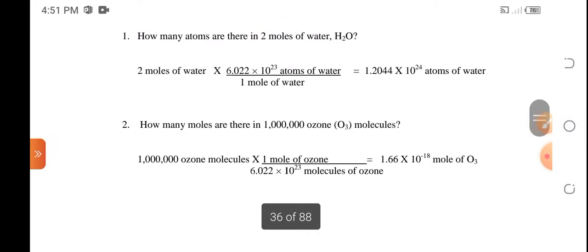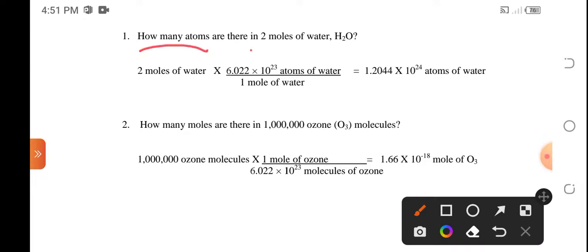So, how do we do the computation part here? Example number 1: how many atoms are there in 2 moles of water, or H2O? For this type, we are going to make use of dimensional analysis, also called unit analysis or factor label method, where units cancel out. We use the units as a reference to come up with the units of the unknown from the units of the given. So we start with 2 moles of water. This is the given.